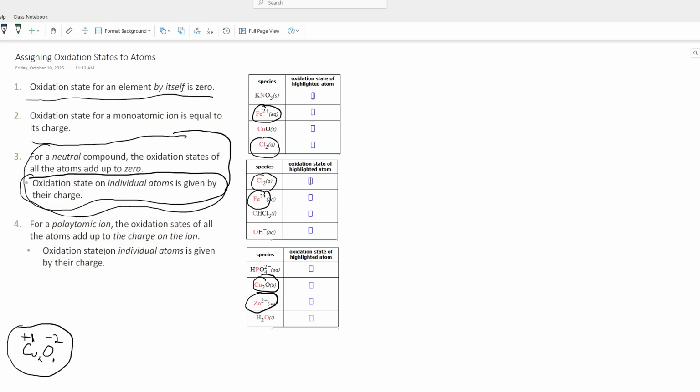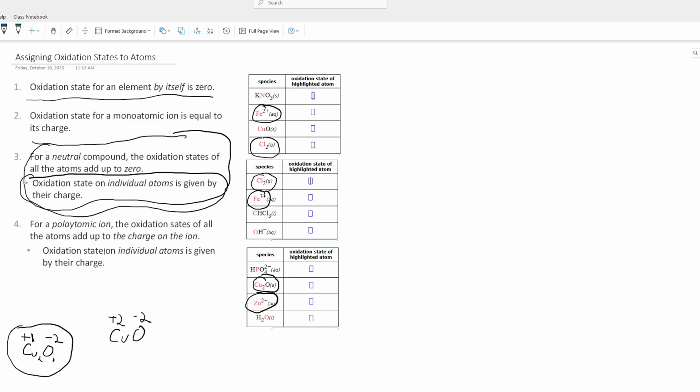Let's see if I have another one over here. If not, here's a copper 2 oxide. So here's CuO. Assign oxidation states right there. Okay, I'm going to do it. Oxygen is always a minus 2. Copper, in this case, has to be a plus 2. That is the oxidation state.